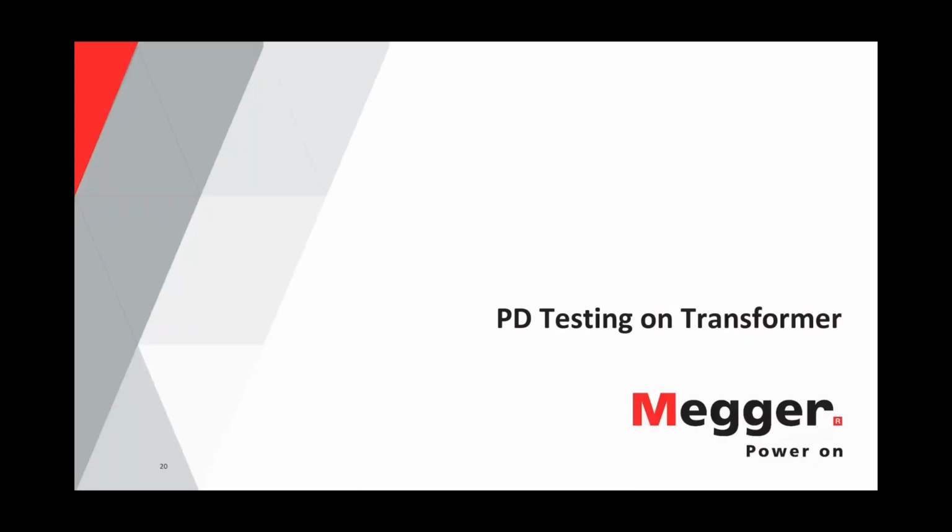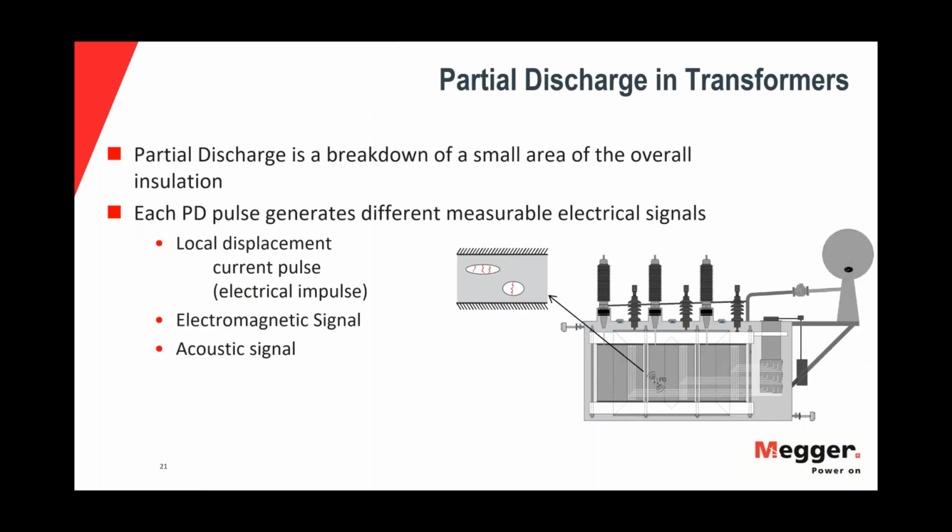So this was the introduction to PD testing. Then let us quickly talk about PD testing on a transformer or power transformer. As I mentioned, a partial discharge is a breakdown in a small area of the overall insulation. Each PD pulse generates different measurable electrical signals. So a local displacement current pulse, or current impulse, goes by a localized PD, and that can be measured at a transformer.